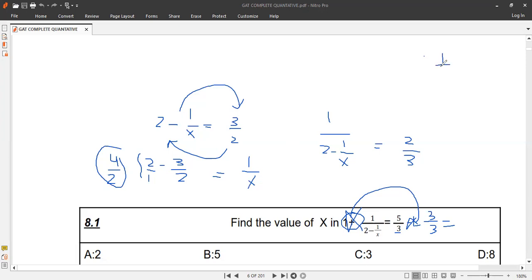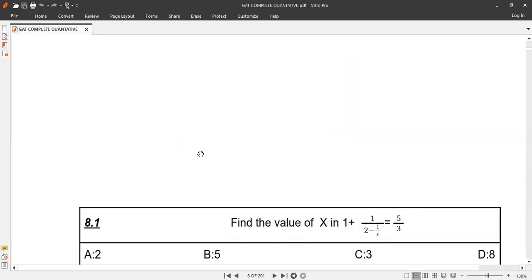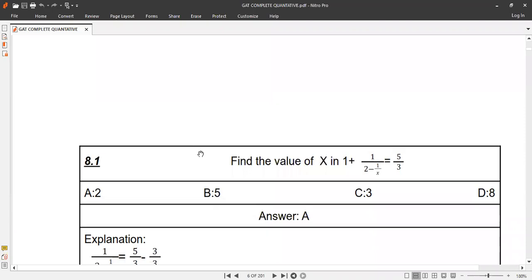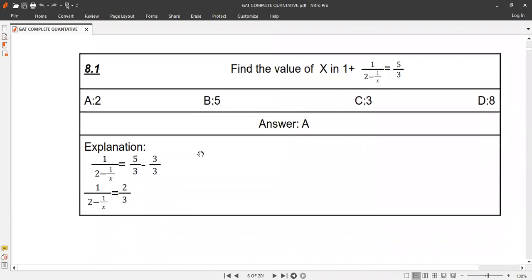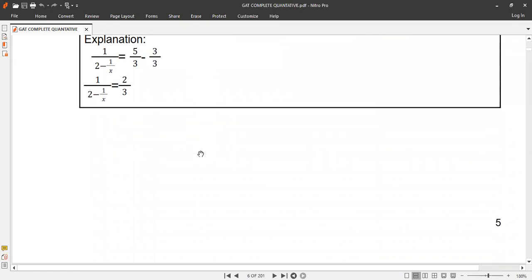1 over 2 equals 1 over x. We have a lot of ways to do this, but I think this is the easiest way. So x equals 2. 1 over 2 equals 1 over x. This means x equals 2. I don't want to look at their way because it may confuse you.